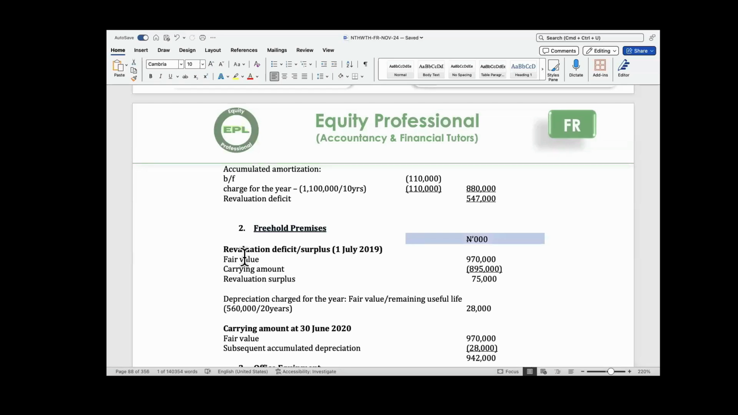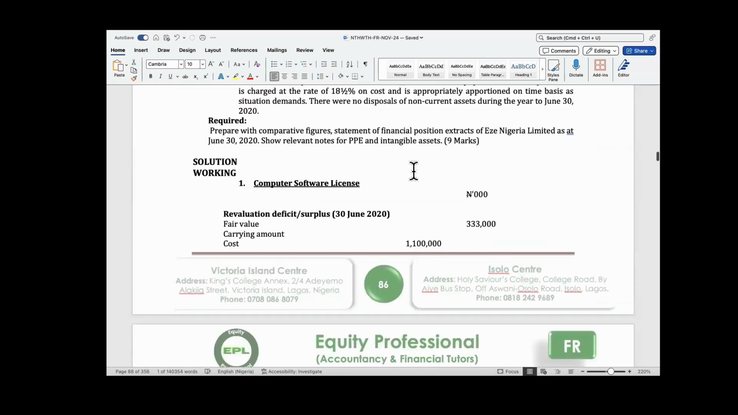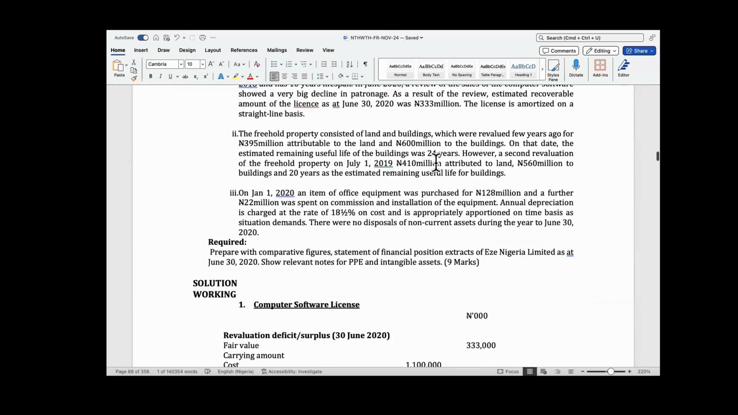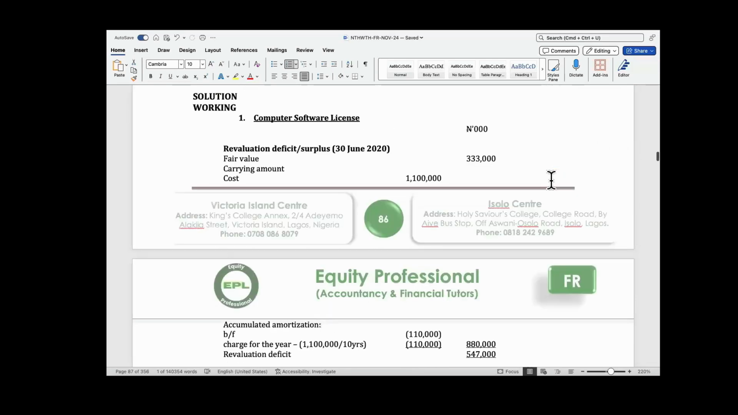So I will compare the fair value, which I get as 970. And come and see the way I got the 970. It is 410 for land plus 560 for building. That's what gave me that 970. I will compare that with the carrying amount of the freehold premises.